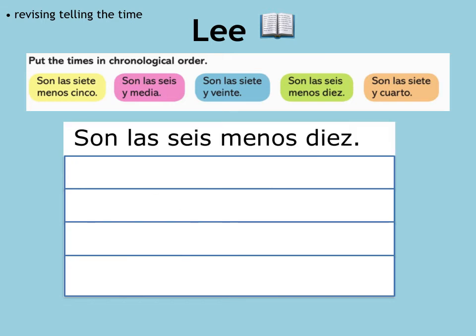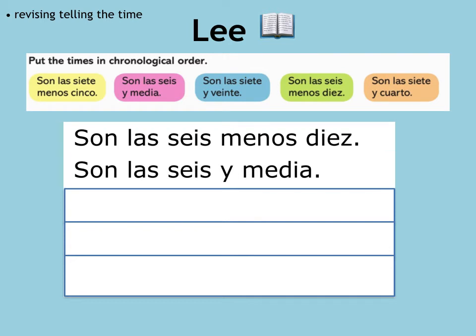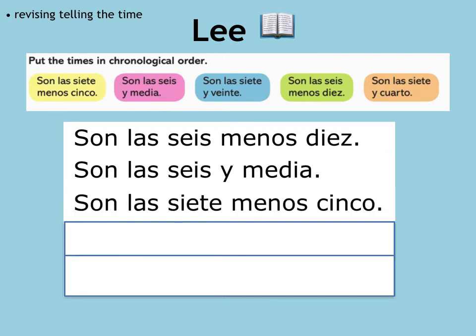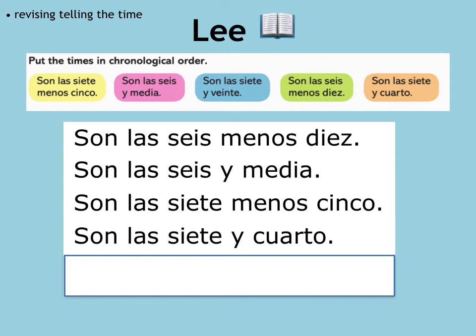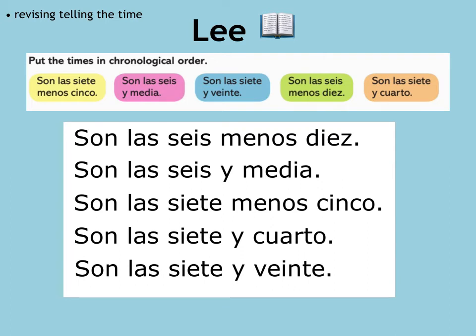Here we go. First one you should have written down was son las 6 menos 10, which means it's 10 to 6. Next one was son las 6:30, which means it's 6:30. Next one was son las 7 menos 5, which means it's 5 to 7, or 6:55. The next one was son las 7:15, which is 7:15. And then the next one is son las 7:20, which is 7:20.